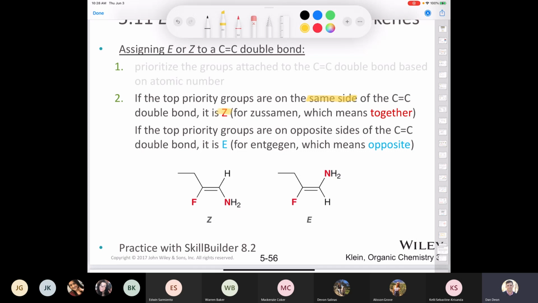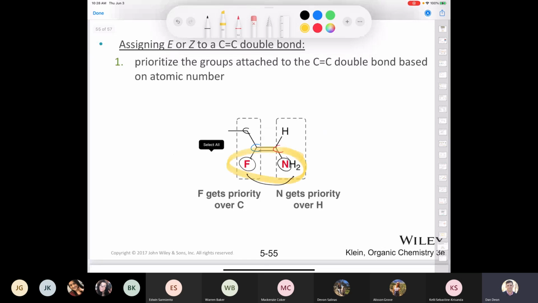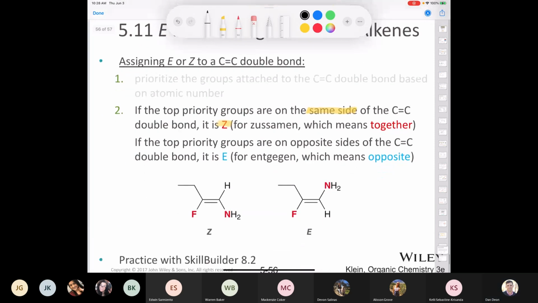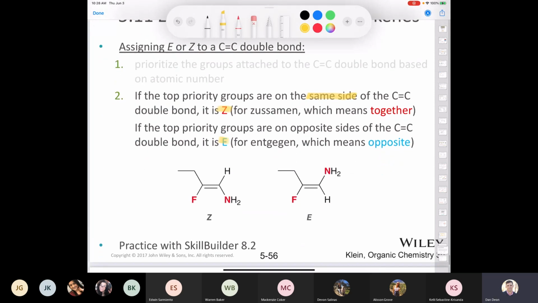Did I say E when I meant Z? Sorry, I don't know. Maybe I need another drink of coffee. Anyhow, so what I meant is that these are on the same side. So they're Z, which is zusammen or together in German. I did study German. And then if they're on the opposite side, they're E or entgegen, which means opposite. Sorry if I misspoke. Sometimes my students tell me it's E for opposite. Anyhow, something that the students might find beneficial.